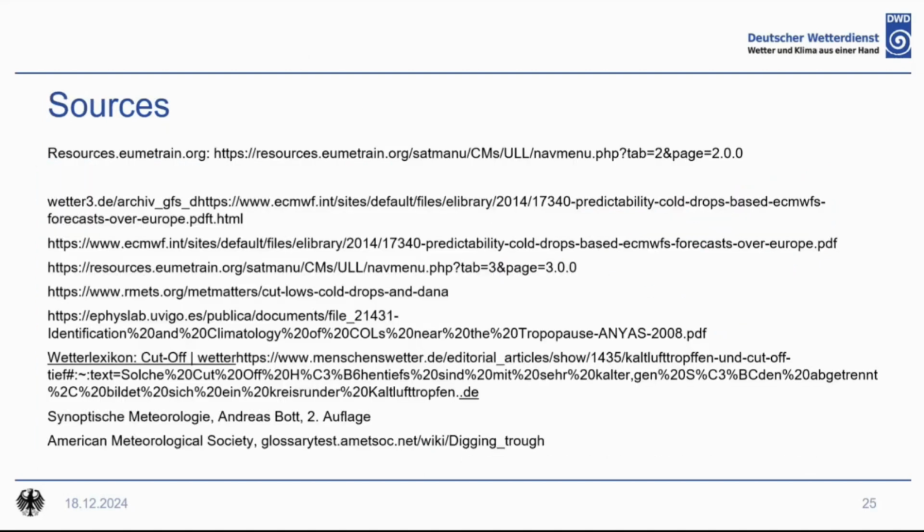So that was our presentation on the cutoff low that caused the high precipitation rates in Spain this October. Thank you very much for listening and tuning in.